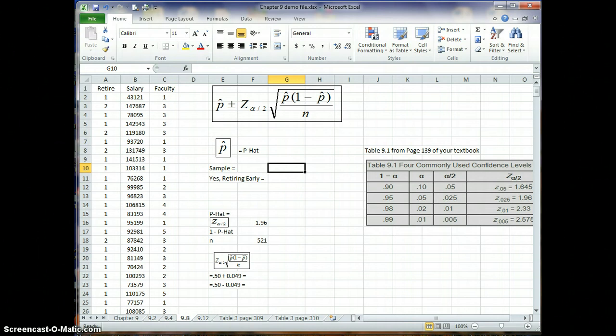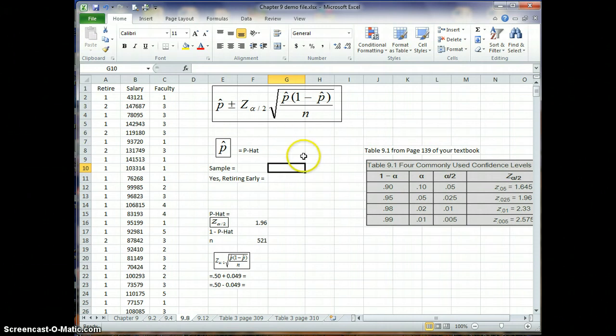So we've got our standard formula here, reminder, the p hat, and I just put p hat there so I can use it down here. We've still got our 4 commonly used confidence levels, and over here is data. It comes from the student data files that go with your textbook, whether they plan to retire and salary. And so we're going to be looking at column A.